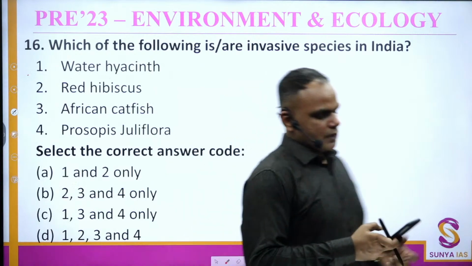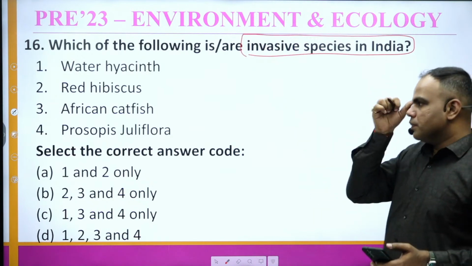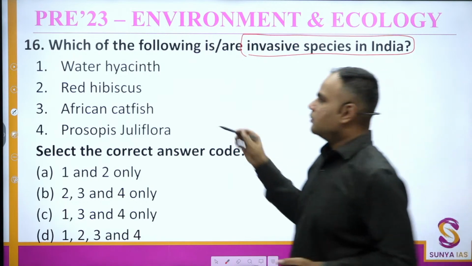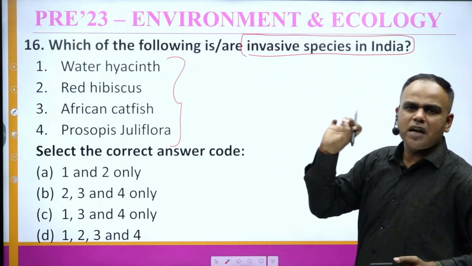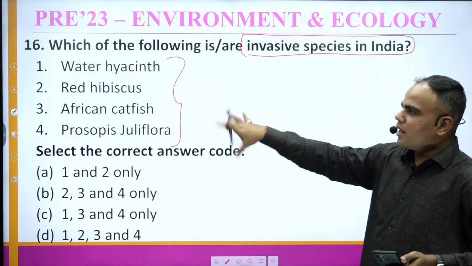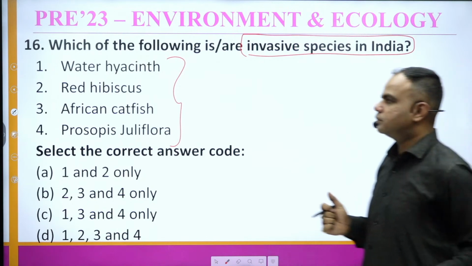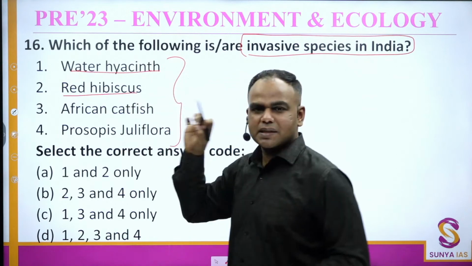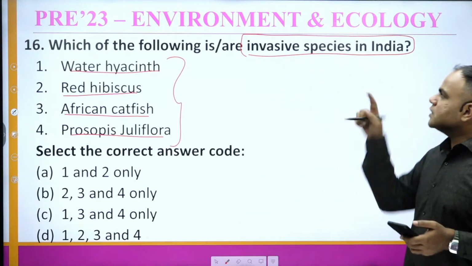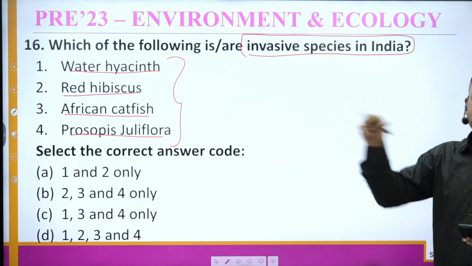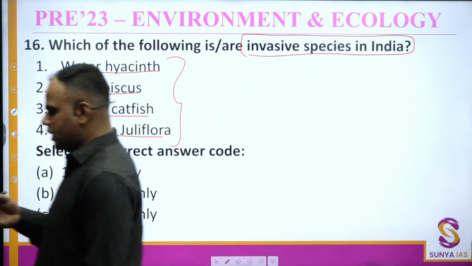Now, a very famous and important theme overall: invasive species in India. So 4 things are mentioned. Some of you get very scared seeing these names and don't even attempt it, or you just think all 4 will be correct. Now here, spend some time, just say 10 seconds, and see whether all are correct or whether something is the odd one out. You have water hyacinth, red hibiscus, African catfish, and Prosopis juliflora. The question is asking which of the following is an invasive species in India. Everybody is going for D.